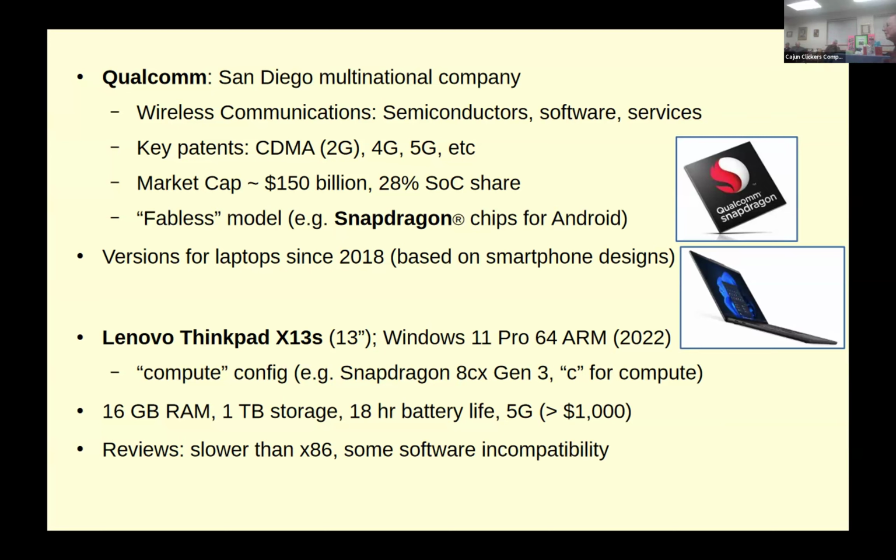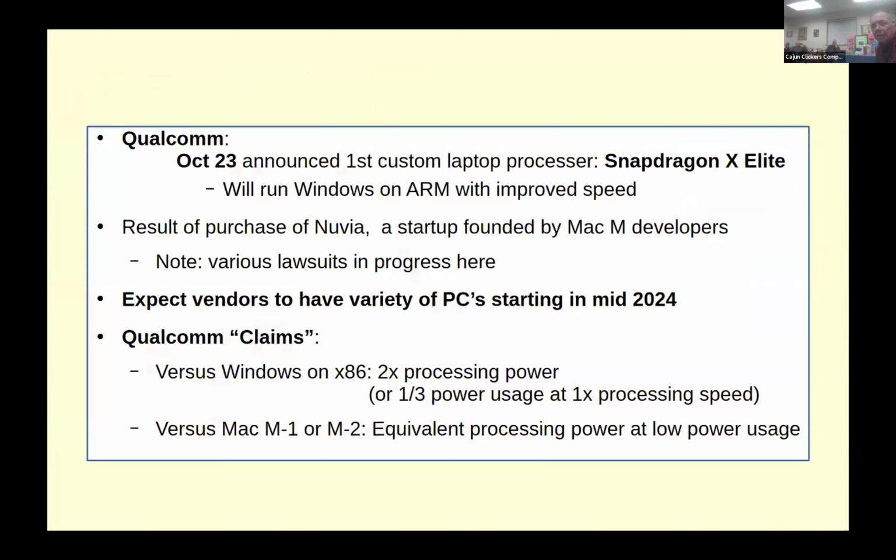Well, if you need it to be real light and you need an extra few hours of battery life, okay. But it's still not the performance of the regular ones. So they, this October, said, we did it. We beefed it up, and now it's good. We took that old 8CX and we made this new one, and they have to give it a name, right? The X, Y, whatever it is, Elite something. Give it a fancy name. And they said it will run Windows on ARM with improved speed.